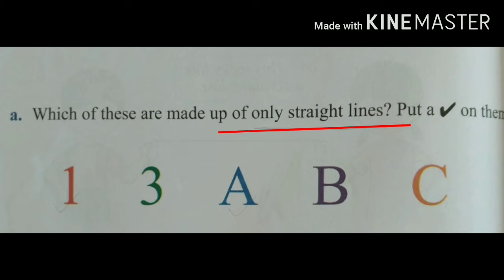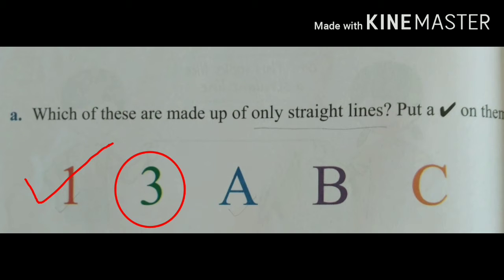We know what a straight line is. Tell me children, what is a straight line? Yes, a straight line is a line that does not have any bend or curve in it. So let us check it. The first one, number 1. The number 1 is made up of only straight lines. So let us tick on it. The next is number 3.